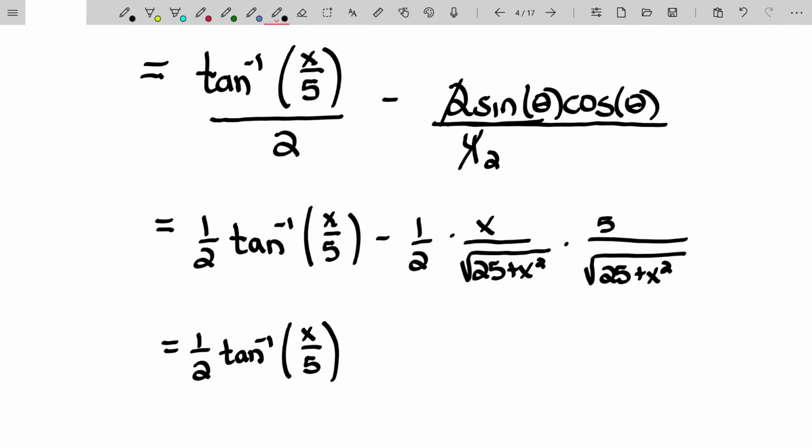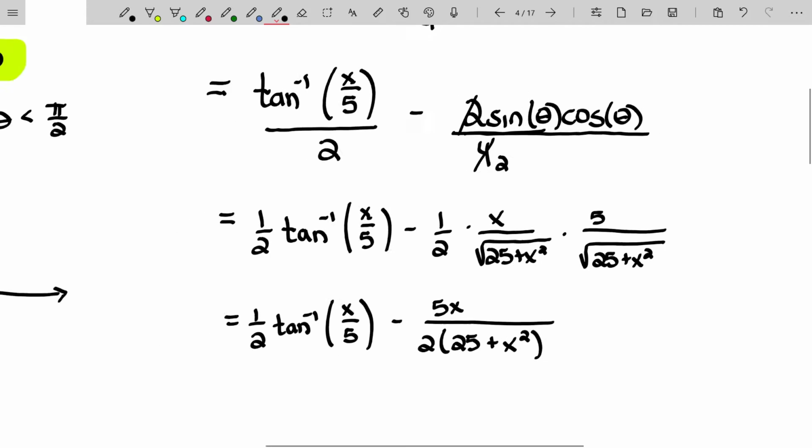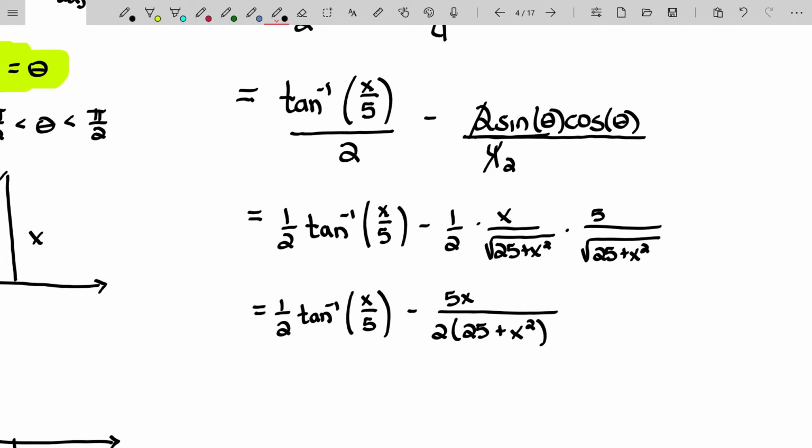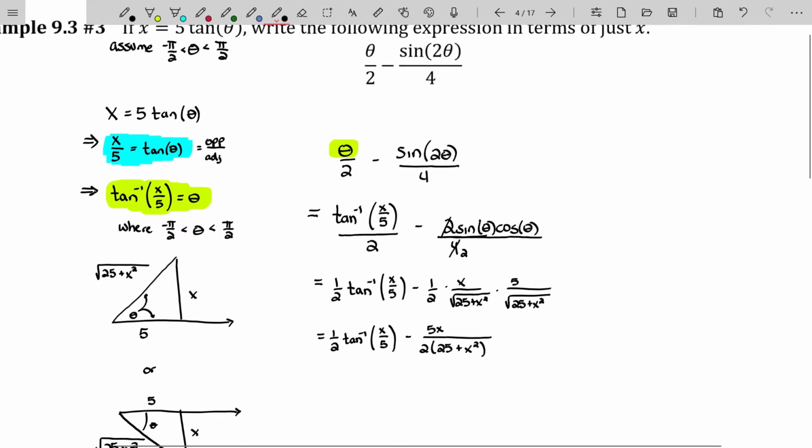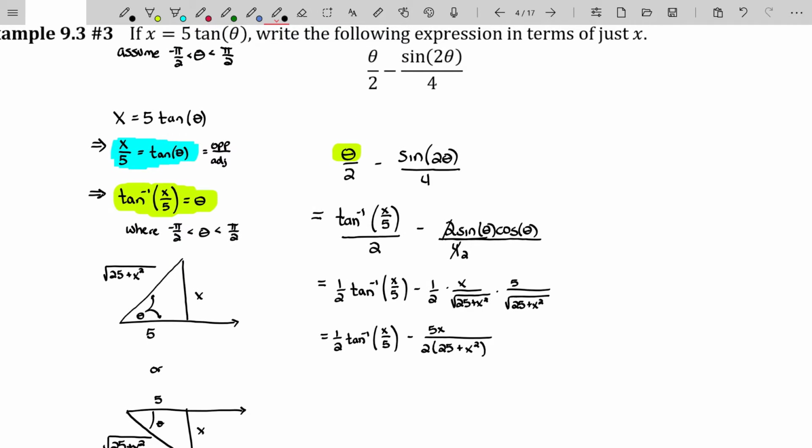You've done algebra in the past, so you should be able to do algebra today. So this is going to be minus 5x over 2 times the quantity square root of 25 plus x squared times the square root of 25 plus x squared, which is 25 plus x squared. And that's pretty much as good as it'll get. I suppose you could factor out a 1/2 out of both terms, but you don't have to if you don't want to. That's totally fine. But that is that original expression, theta over 2 minus sine of 2 theta over 4, written in terms of just x.